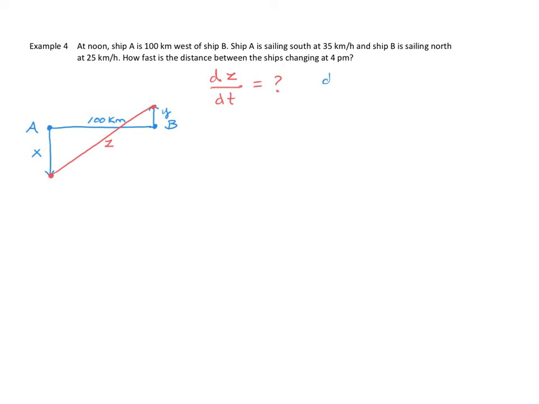Now, we should be able to know what the rates of x and y are, and those are given within the problem. If ship A is moving in this direction at 35 kilometers per hour, that is dx/dt, the rate at which this side is increasing. Since it's increasing, it is a positive number, and it's going to be positive 35, and that's kilometers per hour. This side is increasing as well, so I know it's a positive rate, and that rate is 25 kilometers per hour.